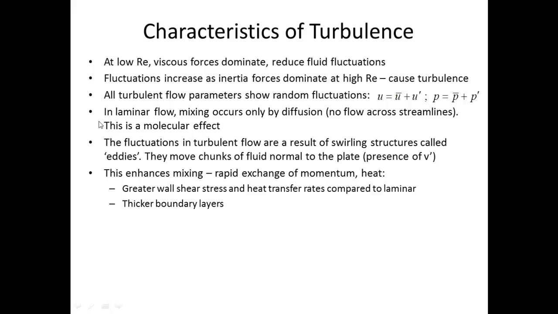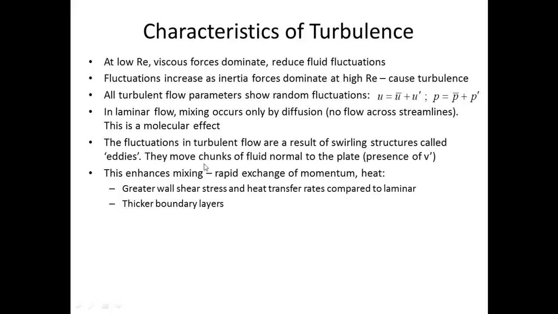As we know, laminar flow is characterized by very orderly flow which occurs in layers or in stream tubes, etc. So there is no mixing between these layers. There is no flow across streamlines, and the mixing occurs only because of the molecular effect. That is what we call diffusion. In turbulent flow, we find swirling structures which we call eddies or vortices.